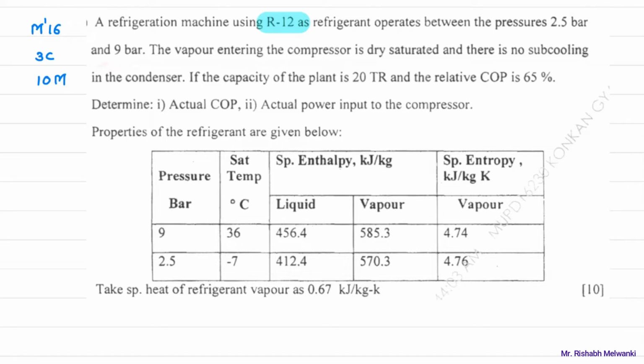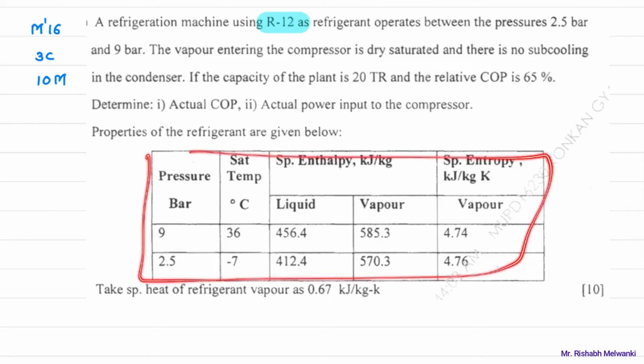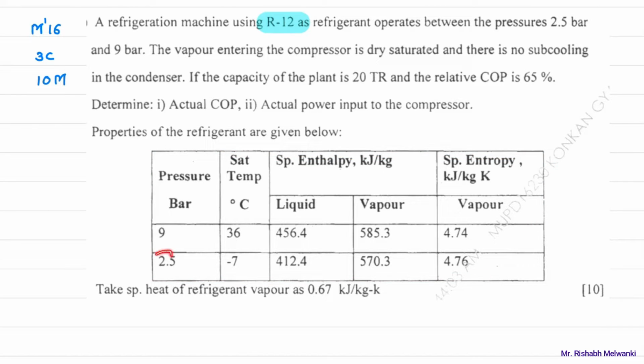Now in the previous problem we had seen that instead of the low pressure and high pressure values, a low temperature and high temperature were given. Here the temperature is not given. From this table we will understand the saturation temperature. For 2.5 bar, that is low pressure, minus 7 degrees Celsius is T low. And for high pressure, that is 9 bar, the saturation temperature is given as 36, so 36 degrees Celsius will be T high. When we calculate the Carnot COP, this T high and T low we have to convert to Kelvin.